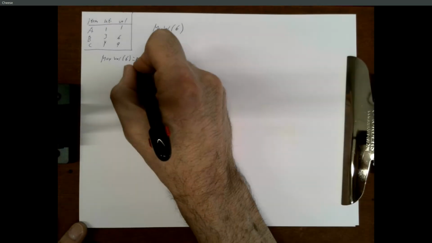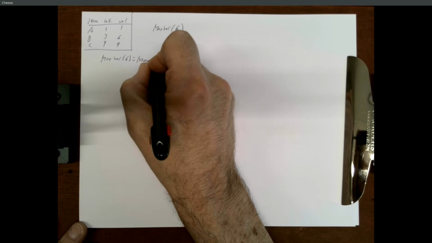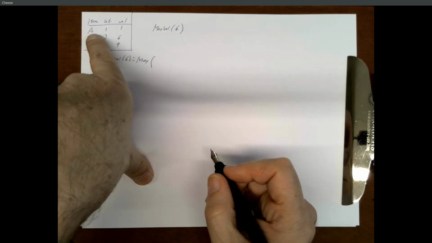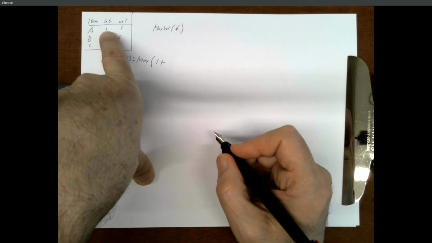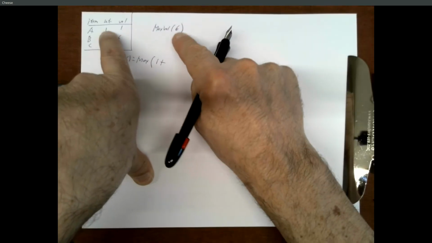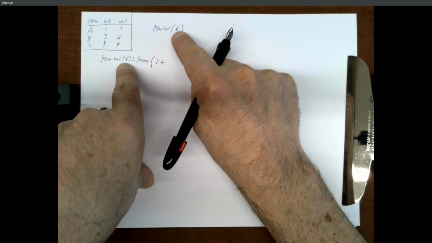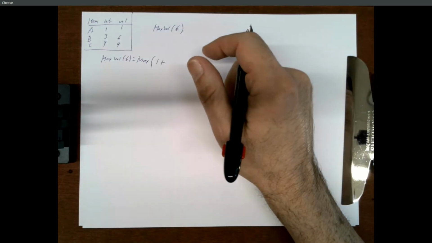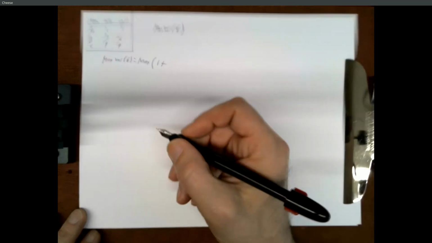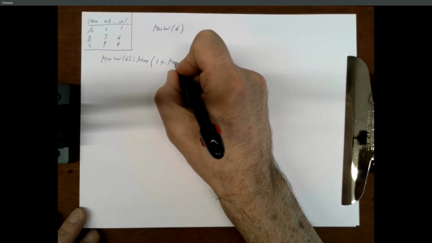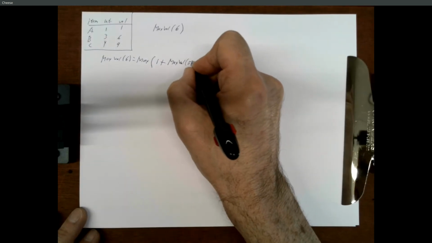Well, the maximum value we can get out of 6 is the largest of the following 3 quantities. If we put item A in, we get a value of 1. And since item A weighs 1 pound and our bag can hold 6, after we put item A in, we now have a bag that can only hold 5 pounds. So if we want to know the most we can get from that, that's just max val of 5.